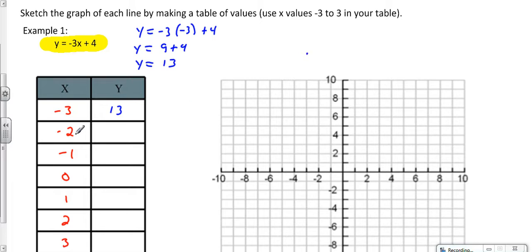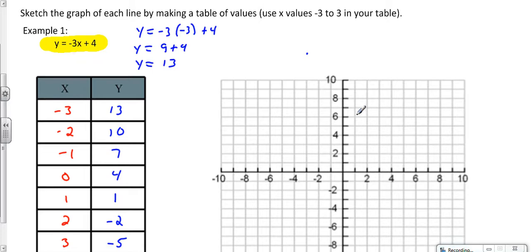If I were to plug a negative 2 in, I would get a 10 with the same process, except I would have a negative 2 right here. Now if I plugged in a negative 1, I would get 7. If I plug in a 0, I would get 4. If I plug in a 1, I would get a 1. A 2 would give me a negative 2, and a 3 would give me a negative 5.